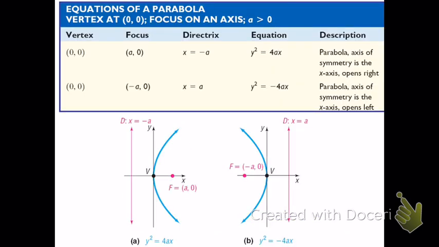So as you can see here, we could also have a negative sign in front of the 4a multiplier of x. That means that our parabola is going to open to the left instead of the right. That moves the directrix obviously over to the other side of the vertex, or to the right of the vertex. The focus would be to the left of the origin or the vertex here.